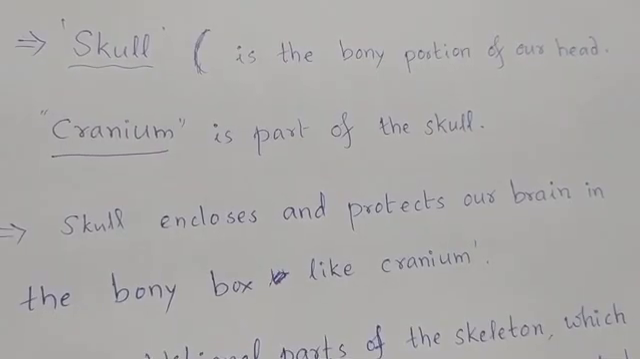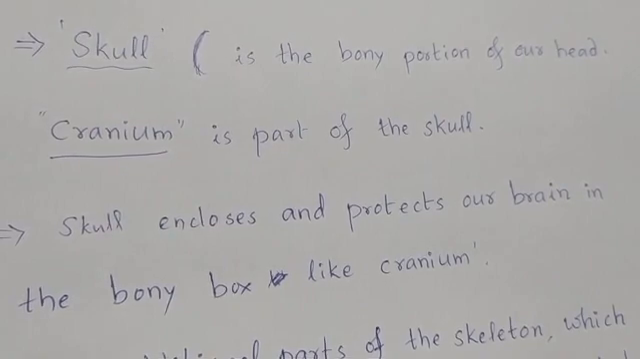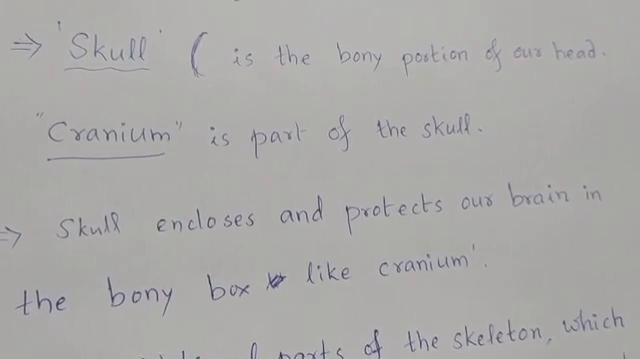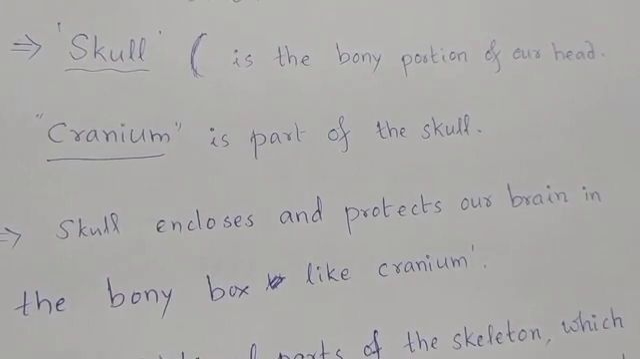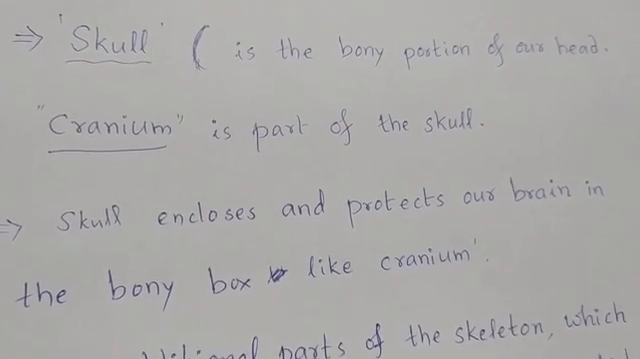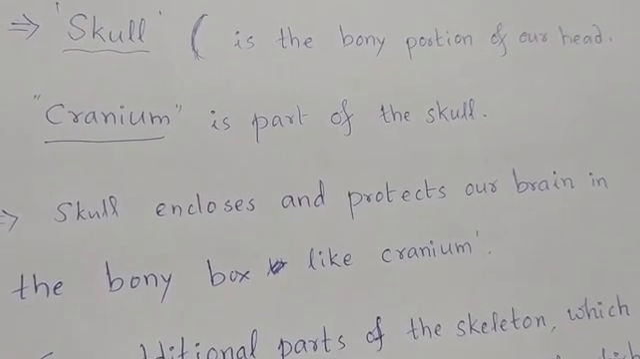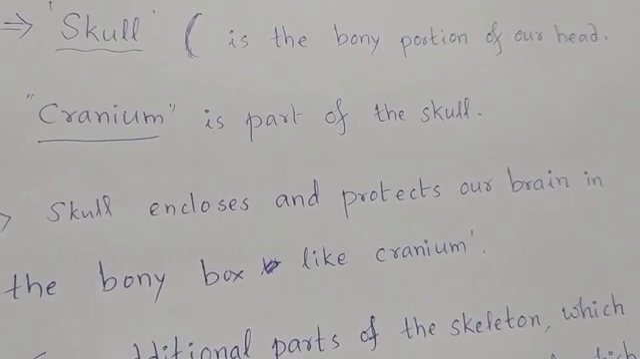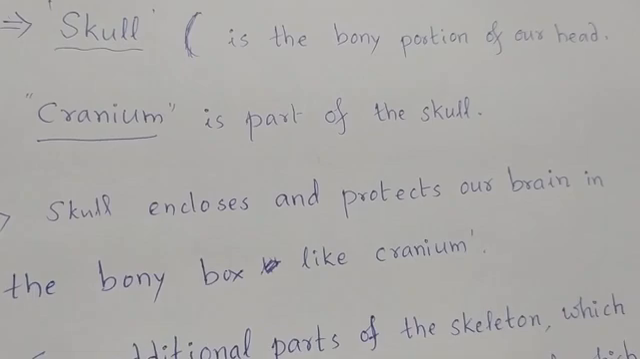The bony portion of our head is known as the skull. All the bones in our head are present almost attached together. This entire bony part of our head is known as the skull. And the cranium is a special part of the skull. The skull encloses and protects our brain in a bony box in the form of the cranium.